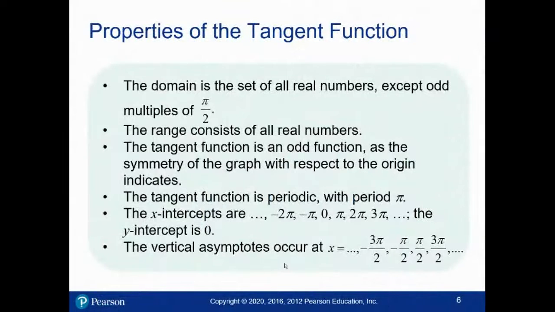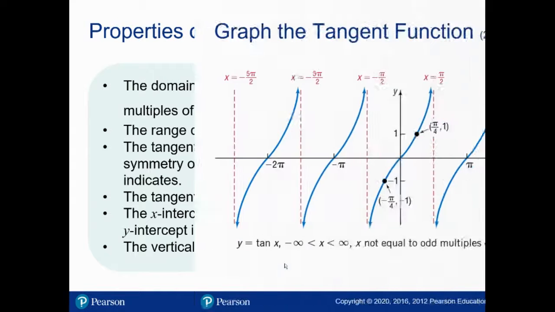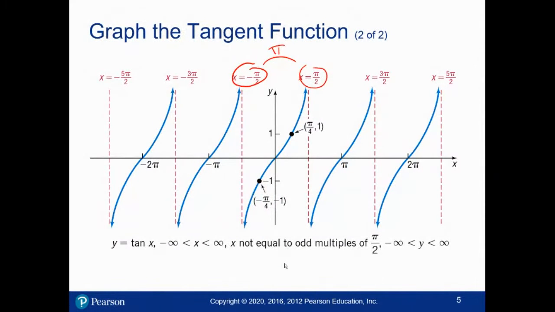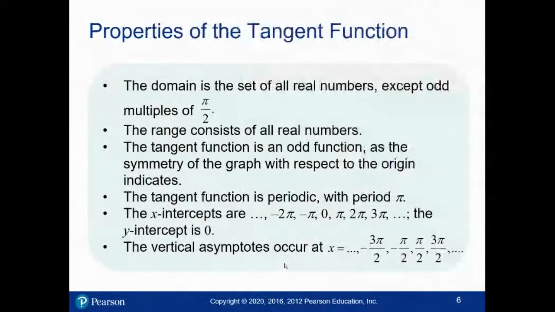Okay. So the domain is all real numbers except odd multiples of pi over 2. We already knew that. The range is all real numbers. Going back, it goes all the way up and all the way down. You can get out anything you want. Okay, so going back forward. The range is all real numbers. It's an odd function, so we have that symmetry. It's periodic with period pi.